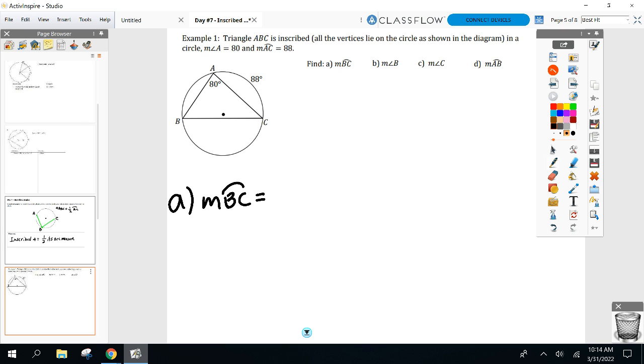So if the angle's 80, I don't want to take half of 80, right? What do I want to do instead to find the arc? It's go in reverse and take 80, multiply it by 2. Because I need to find a number I can take half of and get 80. And that number, 160. So I'll label my arc ABC 160.